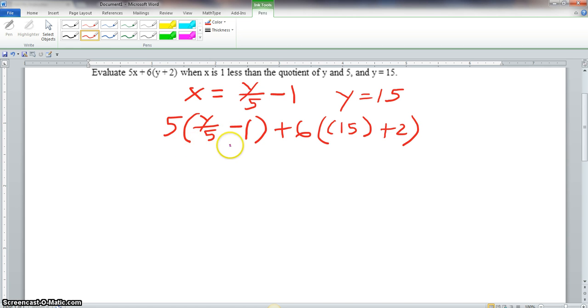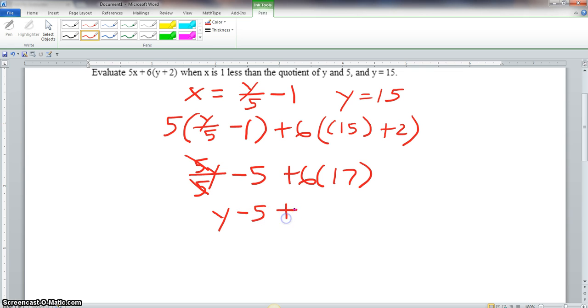Now, this is what we would do. We would take 5 times y over 5. We know that this 5 is assumed to have a 1 under it. So we would take 5 times 1, which is 5y, and then our denominator would stay 5. And then we would take 5 times this minus 1, which would give us minus 5. Now we would say plus 6, and then in parentheses here, 15 plus 2 is 17. Now, we know 5 over 5 will simplify out to 1, and 1 times y is y, minus 5 plus.